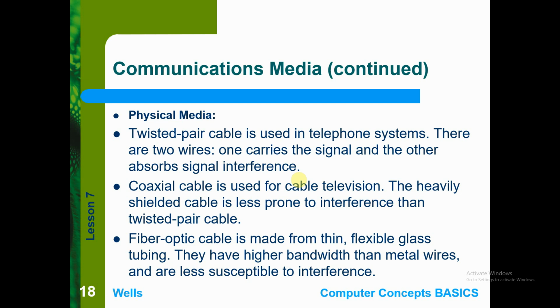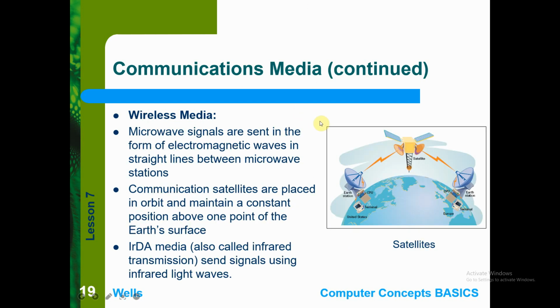Then fiber optic is a thin, flexible glass tubing. It has a higher bandwidth capacity than metal wires and is less susceptible to interference. For wireless signals, microwave signals are sent as electromagnetic waves in straight lines between microwave stations. We use satellites to link Earth stations. The data is sent up to the satellite, which is in a fixed orbit, and is relayed to another position on the Earth's surface, where the corresponding Earth station receives the data. They are placed in orbit and maintain a constant position above one point on the Earth's surface.